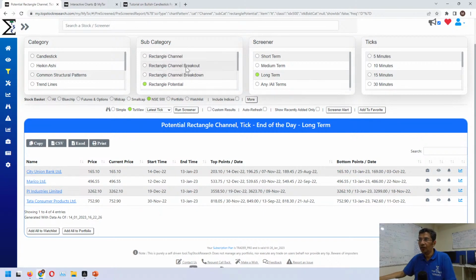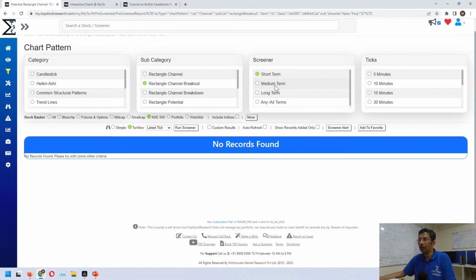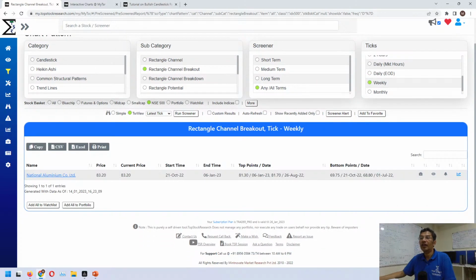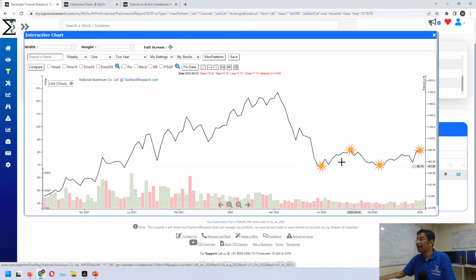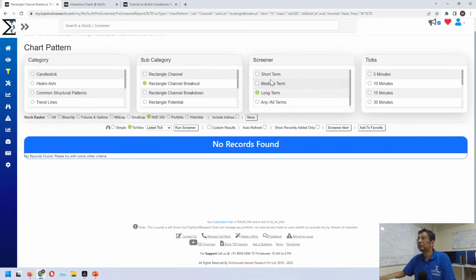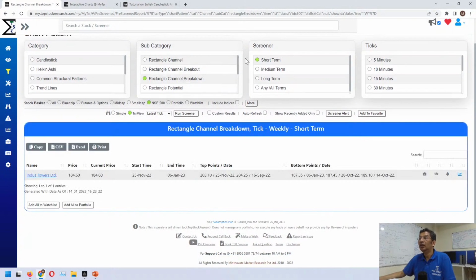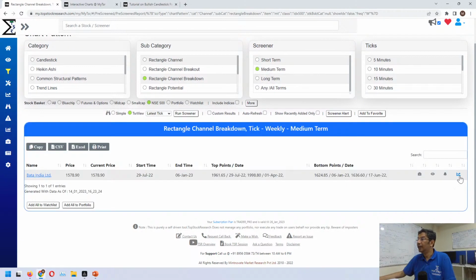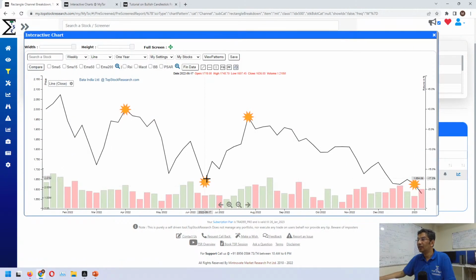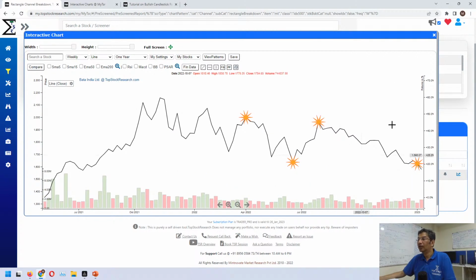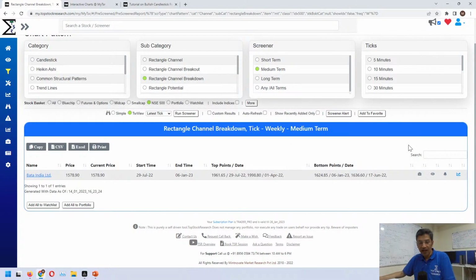What you should be looking at is the real breakout or breakdown. We couldn't get any, unfortunately, on a daily. Let's say on a weekly. Weekly we got National Aluminium, right? When you look at this, it has breached that particular level. Maybe you look at long term. No, nothing is coming. Short term is only coming. On breakdown, we see only Bata India. Bata India is another example where it has breached that level, right? So this will be a good starting point for you to filter out the stocks. There's only one stock we could get. I hope that answers your question.